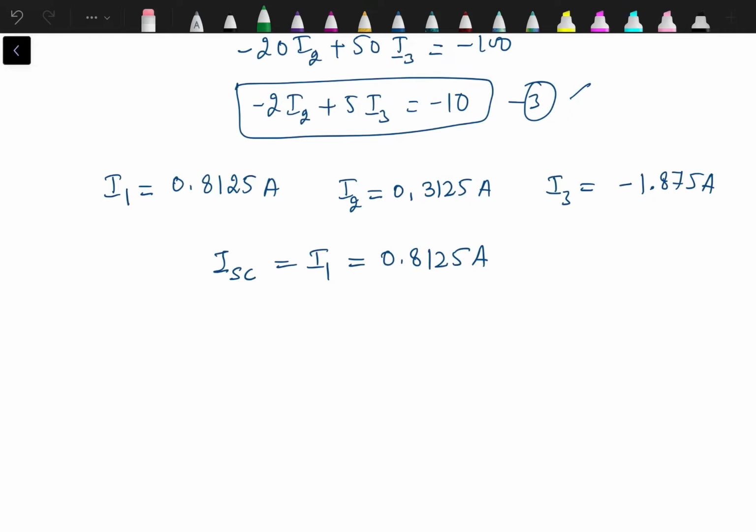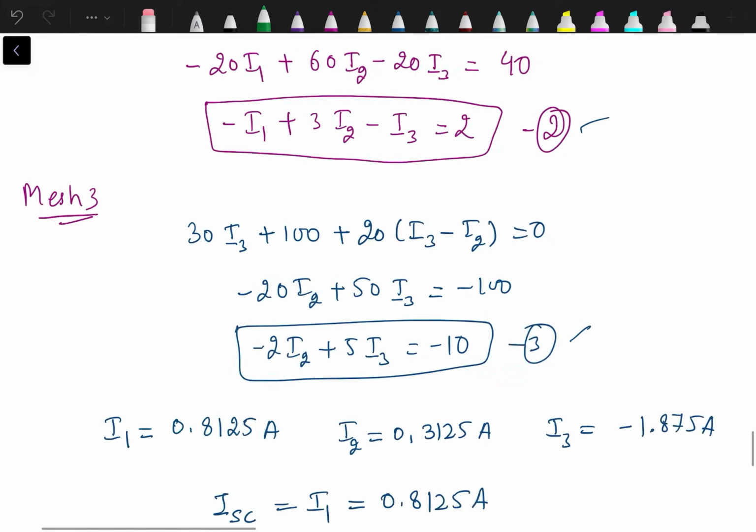Second, we need to calculate Rn. Now for calculating Rn, all the voltage sources will be replaced by a short circuit.